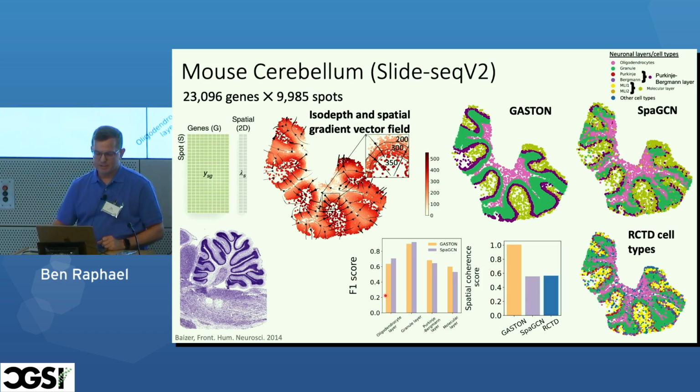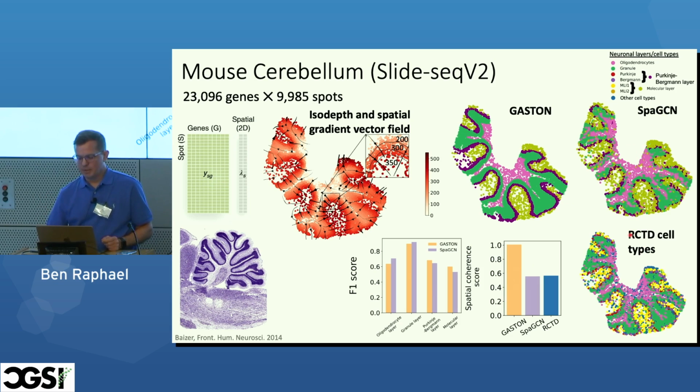Here's that mouse cerebellum data set. This is mouse cerebellum. It's through a technology called SlideSeq. It's V2 of SlideSeq. It's actually very low coverage per spot, so it's very sparse data. But what you first learn is this isodepth. You learn the vector field. Here's the corresponding layers. They actually look quite good. You compare them to what you got with a graph convolutional neural network. It's a little bit cleaner. The spatial coherence is much higher for our method than it was for the GCN. GCN uses only local information.